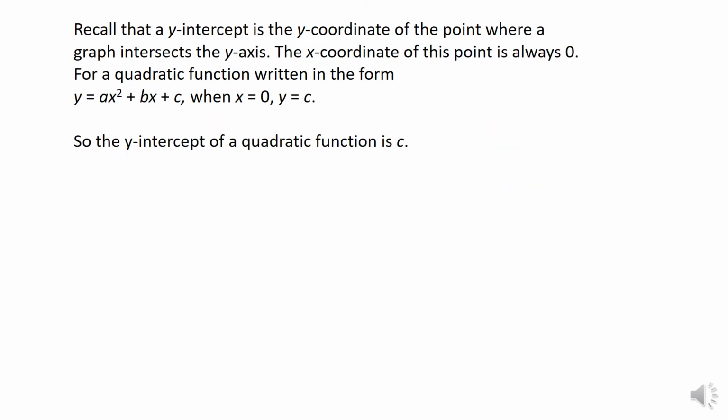Okay, remember that a y-intercept is the y-coordinate of the point where the graph intersects the y-axis. The x-coordinate of this point is always 0. For a quadratic function written in the form like this, if x equals 0, then this disappears, and you're left with c. So the y-intercept of a quadratic function is c.